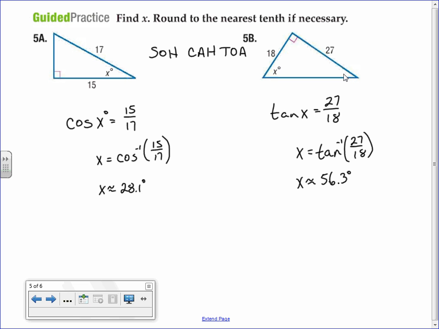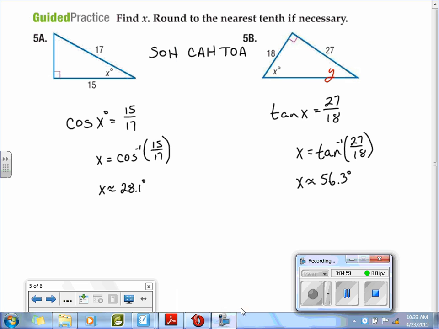Now then, on some of the problems they're going to ask for both x and y. If they've got a y over here that you need to find, that's really quite simple, because every triangle, you remember, has 180 degrees. 90 of them are taken up with this right angle, so that means these two together have to equal 90 degrees.